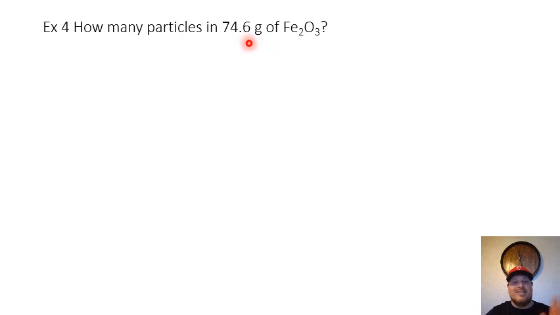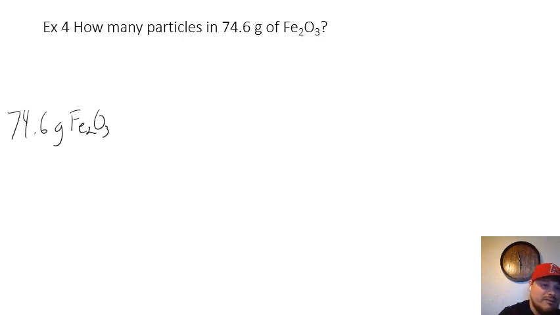So once again, I'm going to do exactly how I did all the other problems. I'm going to ask myself a question. What information are they giving me? Well, they're telling me there's 74.6 grams of this stuff. Okay, well, what do they want to know? They want to know how many particles. Okay, great. So here's what I'm going to do. I'm going to write down what I know right over here. I have 74.6 grams of this stuff, of iron oxide.